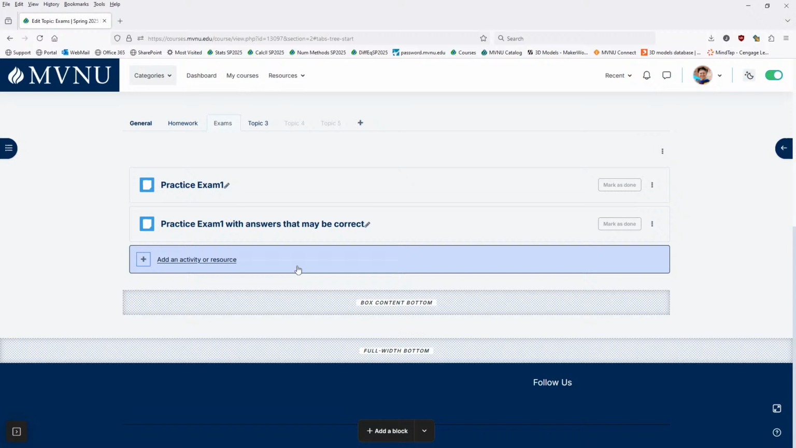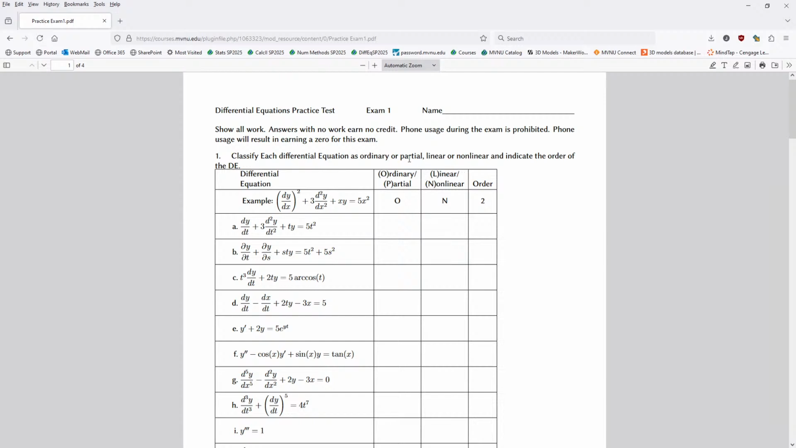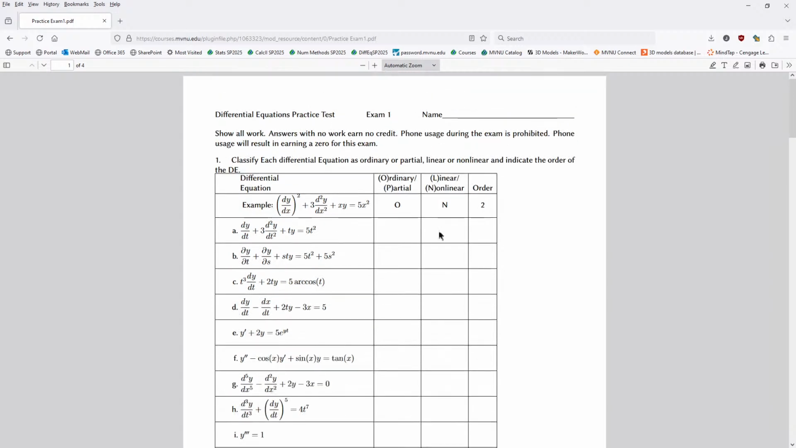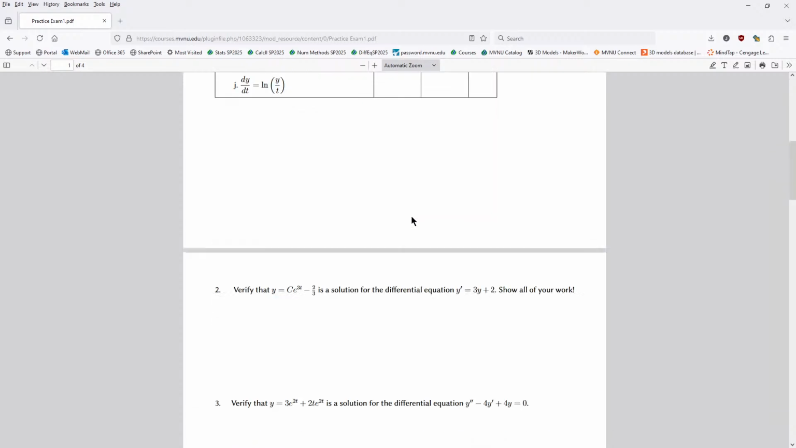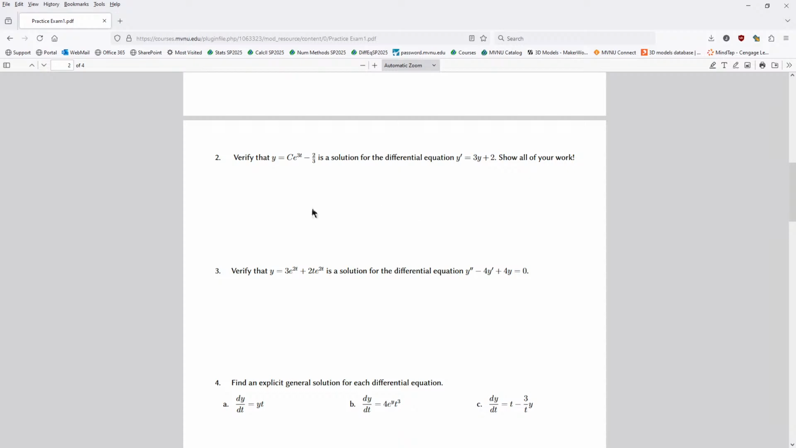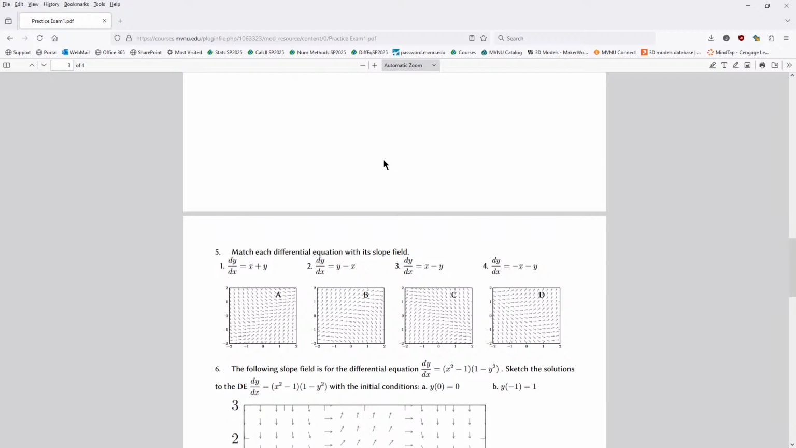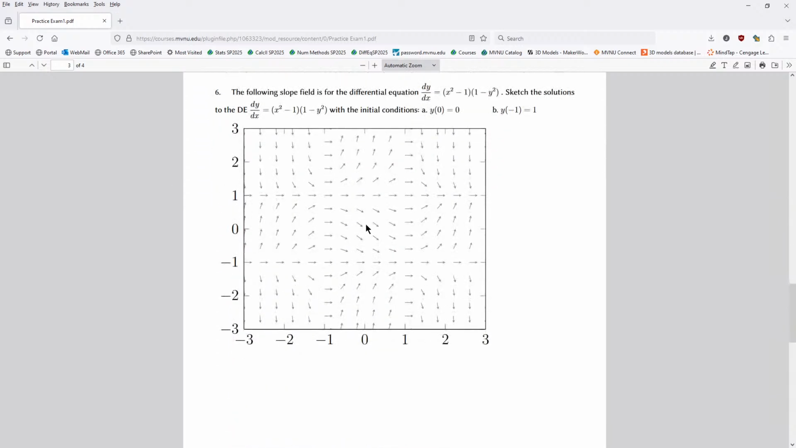Under exams, we now have practice exam 1. I know you're looking forward to the exam next Friday. And so there's the practice exam that you're going to want to look at. We can talk about this more next Wednesday maybe, but here you have a bunch of problems that are similar to some that might be on your exam. This is just classifying: are these ordinary or partial, linear or nonlinear, and what is the order? So you can deal with that. There's verifying solutions, finding explicit general solutions. There's some slope fields. Those look fun, don't they?